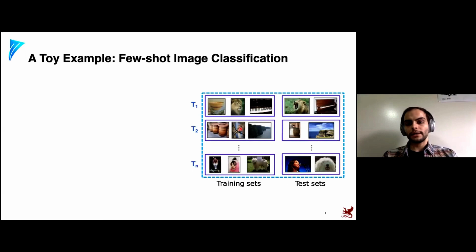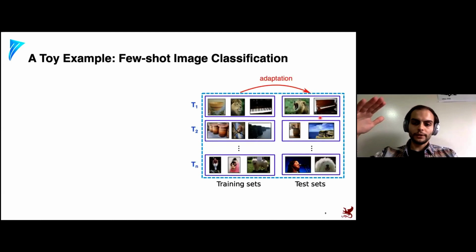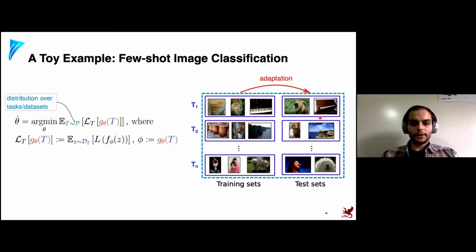And our goal, in this case, is to take these training examples as input and produce a function that actually works well on the test examples. And we would like to have performance that is really good across all the tasks, let's say on average. So again, our task distribution or data set distribution is this green line, right? So this is a distribution over data sets.